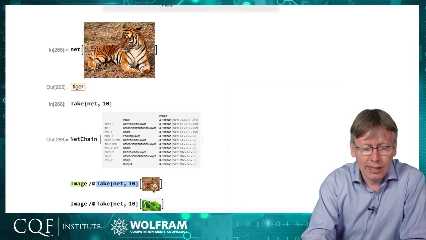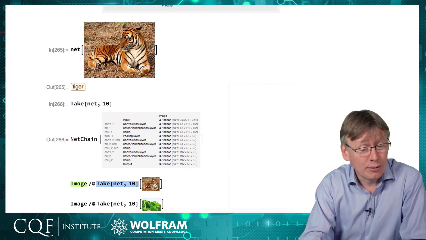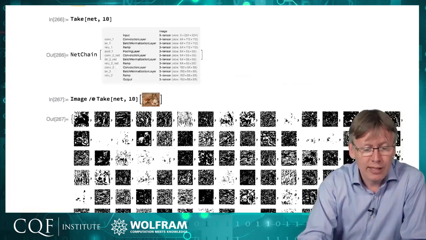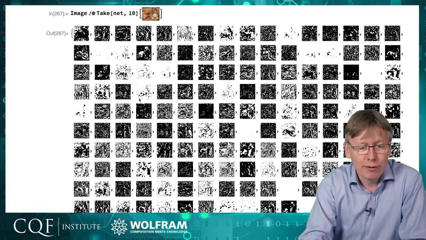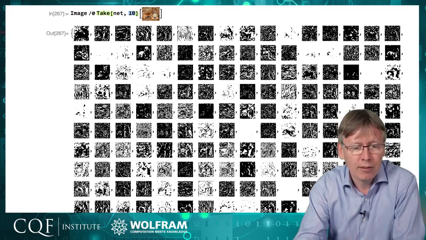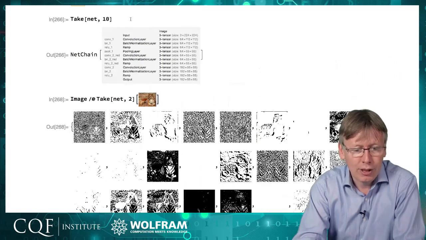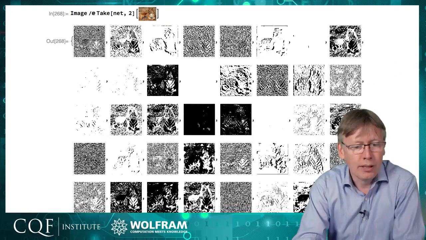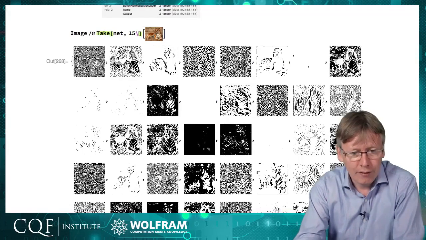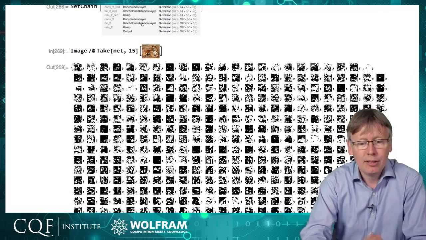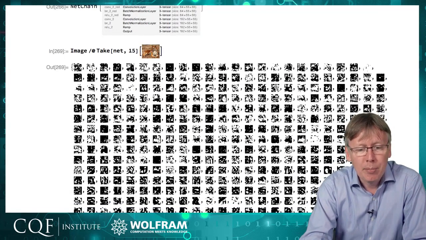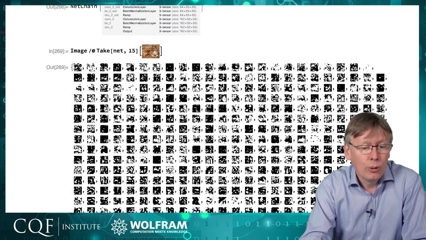So I can apply that to the tiger, and we're going to get matrices out. So I'm going to ask each of those matrices to be turned into an image. And what we see is effectively the insides of the brain of the neural network at layer 10. And we can jump through this at different layers and see how the images are being progressed. Maybe at layer 2, it's doing some basic transformations, but by layer 15 or so, maybe things are starting to become a bit more abstract, and it's no longer possible to see these as images, but maybe these start representing concepts or key features that are going on.